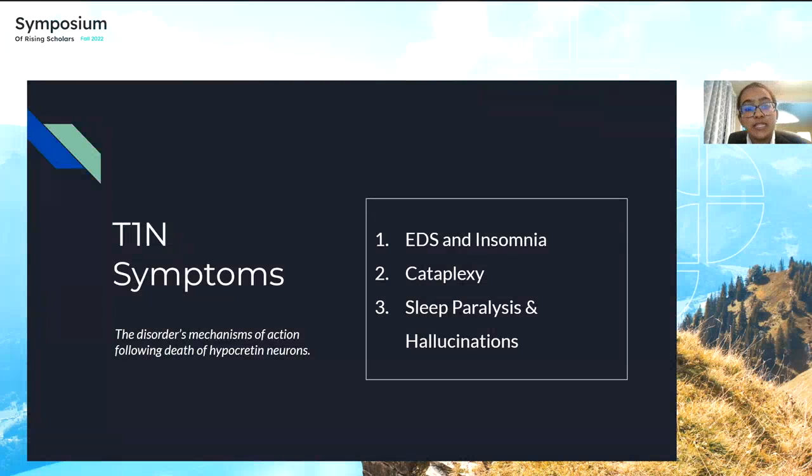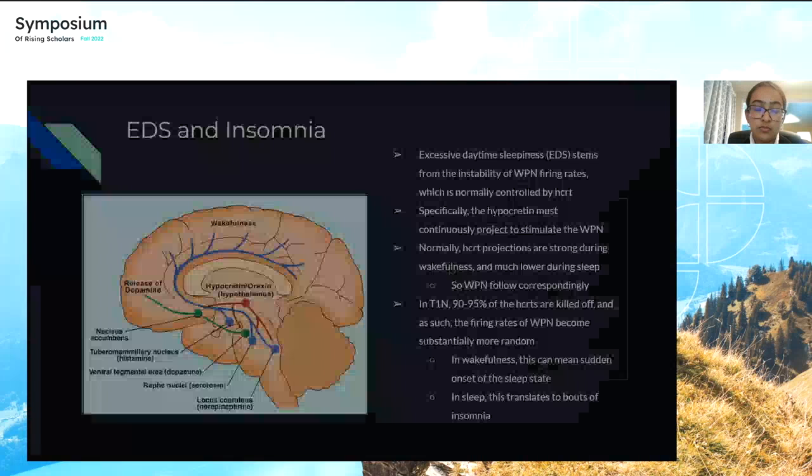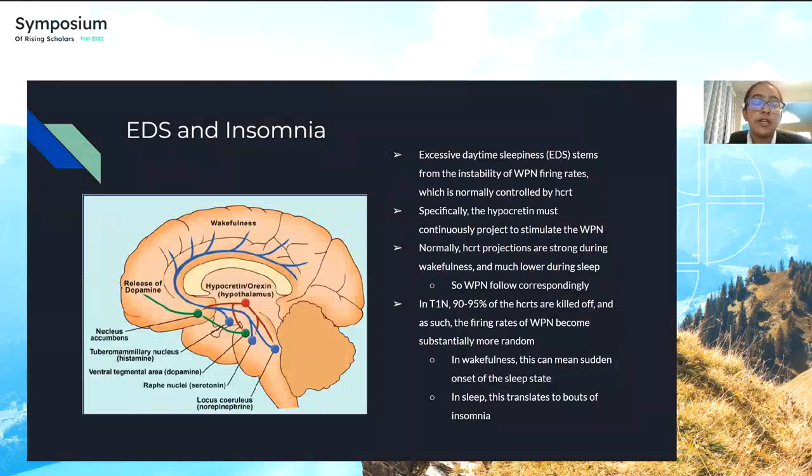Next are the T1N symptoms, all of the mechanisms of action of the disorder that follow the loss of hypocretin neurons. The defining symptom of type 1 narcolepsy is excessive daytime sleepiness. But you may be surprised to know that this has a mechanism of action that is very closely related to insomnia. Excessive daytime sleepiness stems from the instability of wake-promoting neuron firing rates. Specifically, these hypocretins must continuously project to stimulate the wake-promoting neurons.